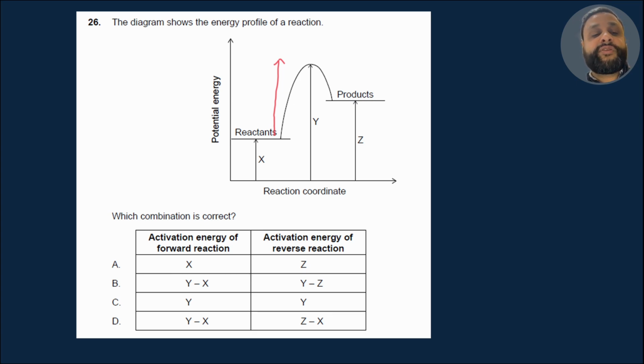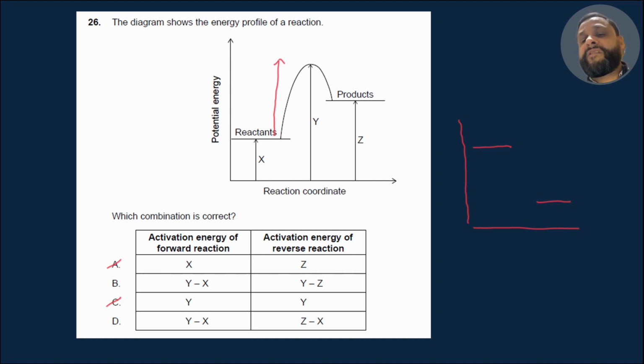So let's narrow down the choices. So A, no, B, yes, C, no. So that leaves us between B and D. So let's move to the next part of the question. So the activation energy of a reverse reaction. So to make things a lot easier, I will draw another energy profile diagram for exothermic reaction. So the product there becomes reactant and the reactant there becomes product.